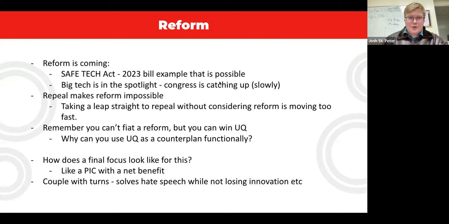Like, I'm trying to remember the quote. I remember it made me laugh a lot. I think somebody asked Mark Zuckerberg what he's going to do about Finstas, and it's like, oh wow, Congress totally doesn't know what's going on on social media. But at least it's in the spotlight. They're trying their best right now to call out what is going on in big tech. And the repeal makes reform impossible.